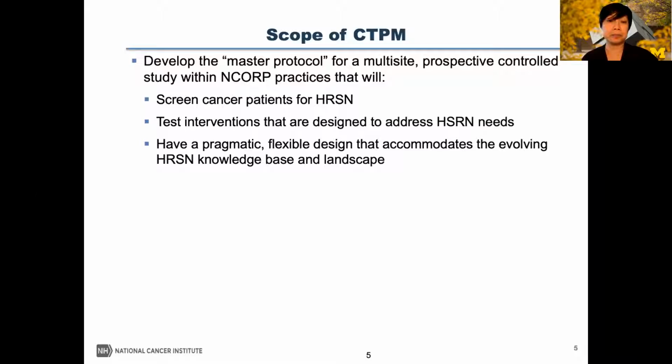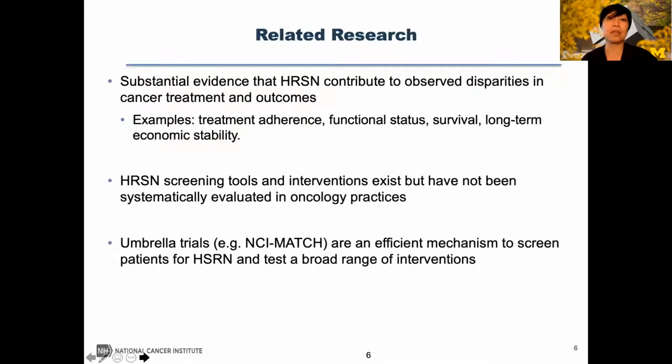There is substantial evidence that health-related social needs contribute to the observed disparities in cancer treatment and outcomes. And we see this in treatment adherence, functional status, survival, and long-term economic stability. Screening tools and interventions exist, but have not been systematically evaluated in oncology practices, and particularly in community oncology practices. There are already existing umbrella trials, such as the NCI Match, which are an efficient mechanism to screen patients for health-related social needs and to test a broad range of interventions.